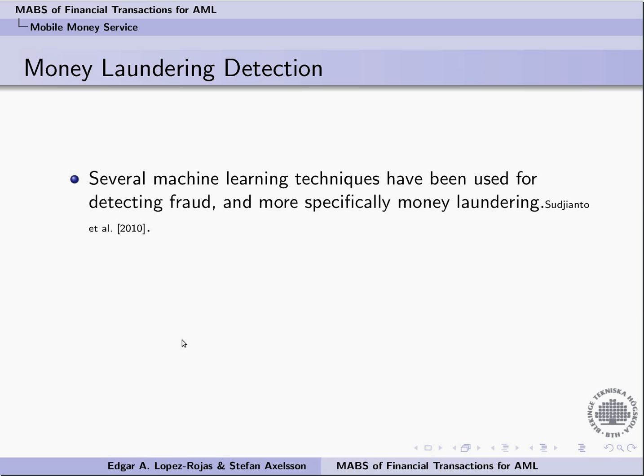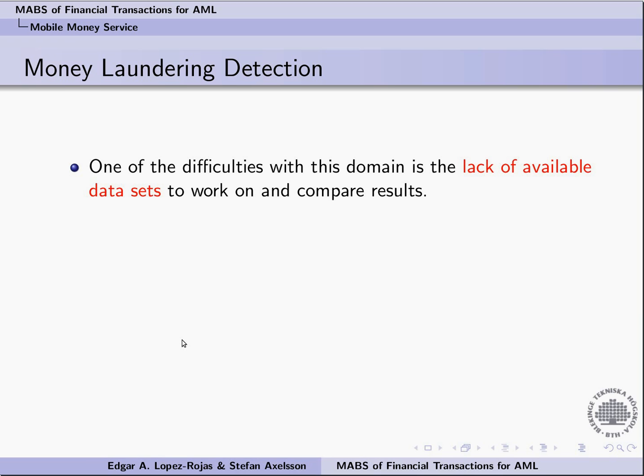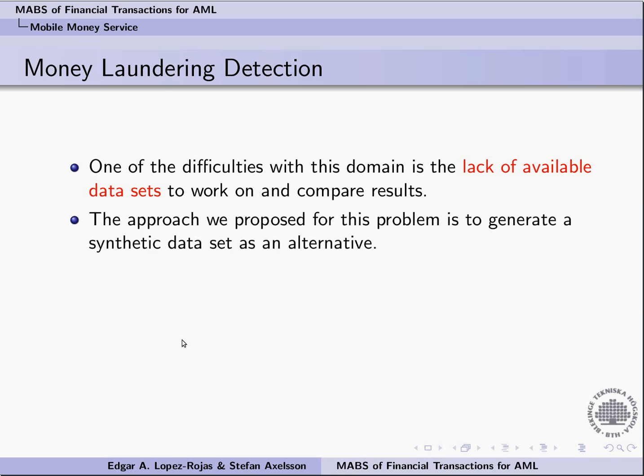So we're interested in using machine learning because several of these techniques have been used for fraud detection and specifically for money laundering. And we think that we can improve the performance in terms of high true positives and low false positives over other classification models that are based on just thresholds. So one of the difficulties, as I say, that we have with this domain is the lack of available datasets.